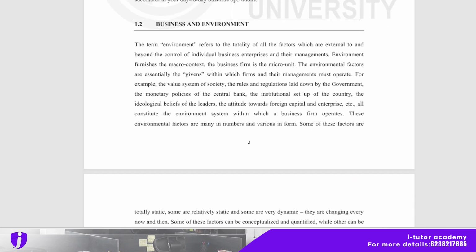Business and environment. The term environment refers to the totality of all the factors which are external to and beyond the control of individual business enterprises and their managements. Environment furnishes the macro context. The business firm is the micro unit. The environmental factors are essentially the givens within which firms and their managements must operate. For example, the value system of society, the rules and regulations laid down by the government, the monetary policies of the central bank, the institutional setup of the country, the ideological beliefs of the leaders, the attitude towards foreign capital and enterprise, etc., all constitute the environment system within which a business firm operates.